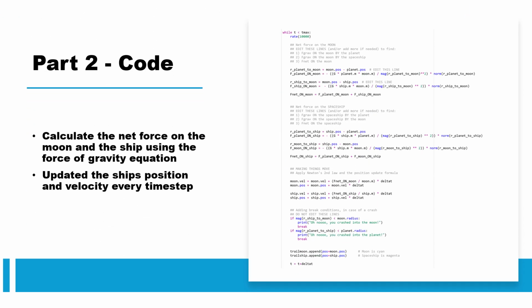For the code of Part 2, I calculated the net force on the moon and the ship using the force of gravity equation, and then updated the ship's position and velocity every time step, as shown by the code on the right.